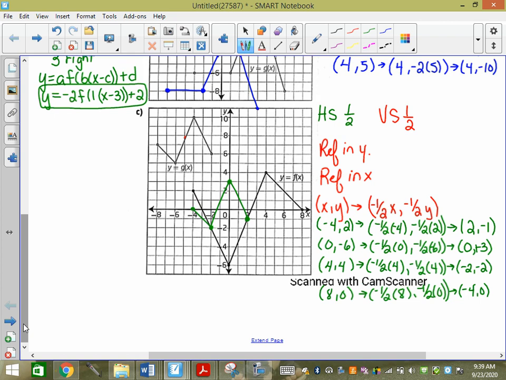Does it look the same shape as G? Yep. So we know we did good. If it doesn't look the same shape as G, we don't have to go back right to the beginning. We just have to figure out, oh, maybe I'm missing a reflection. So apply the reflection to it, make a new graph, then move it. You don't have to start right at the beginning again, unless you really want.